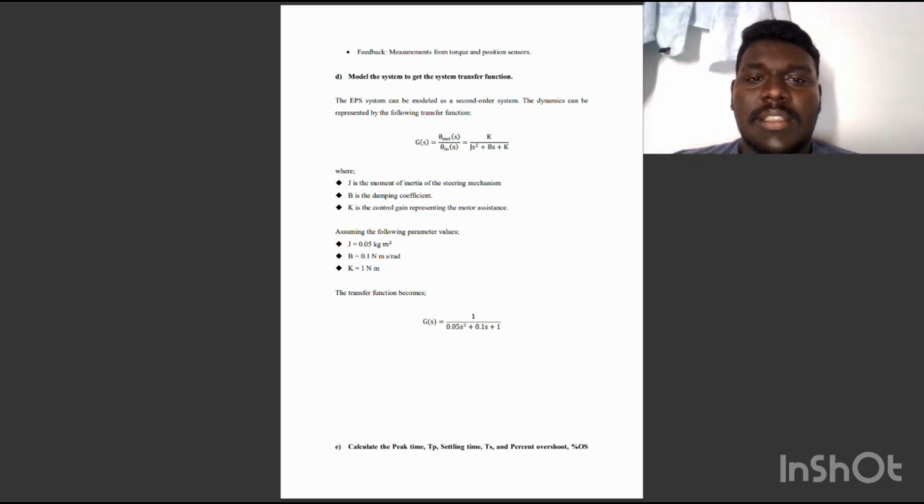Model the system to get the system transfer function. The system we chose is an EPS system. The EPS system can be modeled as a second order system. The dynamics can be represented by the following transfer function.